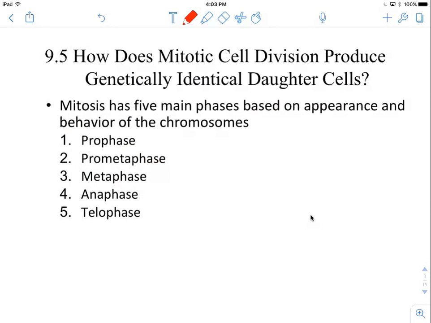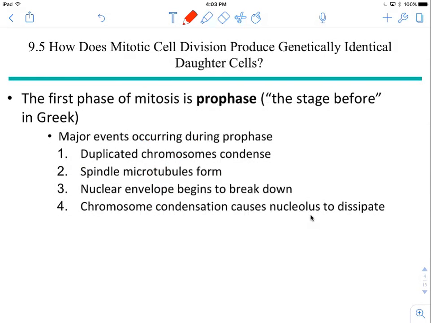Okay, so let's get into mitosis. There are 5 main phases based on the appearance and the behavior of the chromosomes. You should be able to look at one of the phases and identify it based on what the chromosomes look like. Our 5 phases are prophase, prometaphase, metaphase, anaphase, and telophase. Hopefully you guys have heard these words before. So let's get into it, starting with prophase.